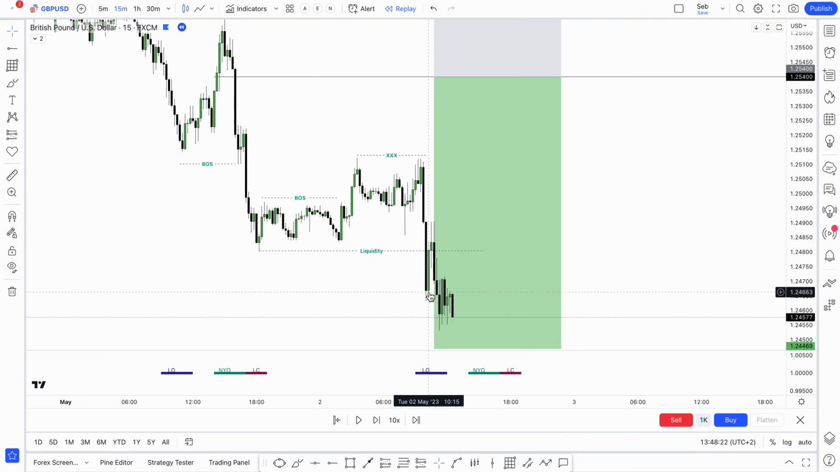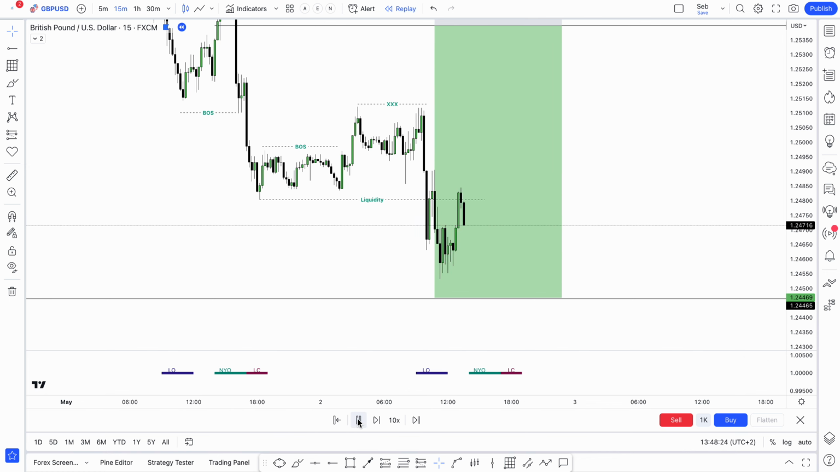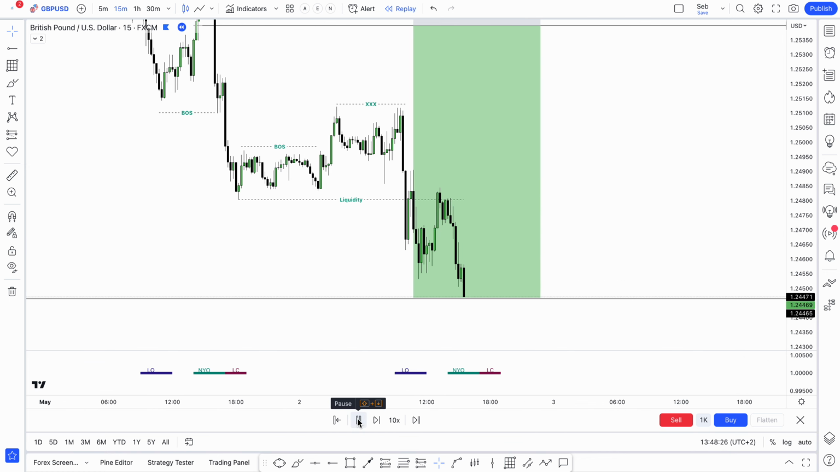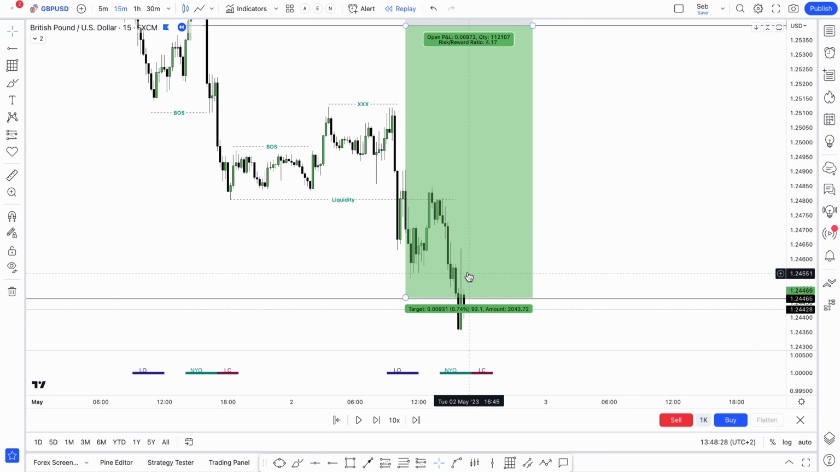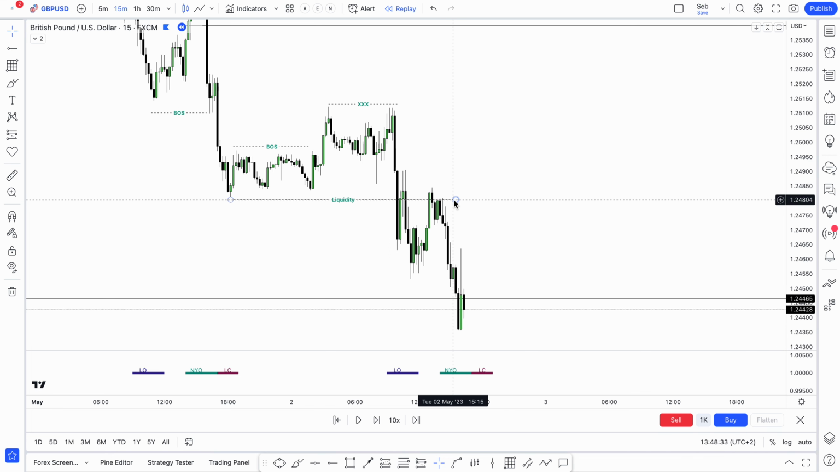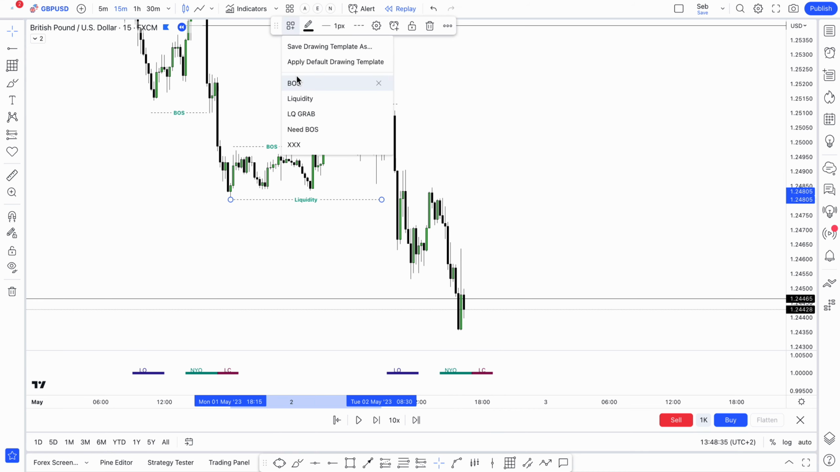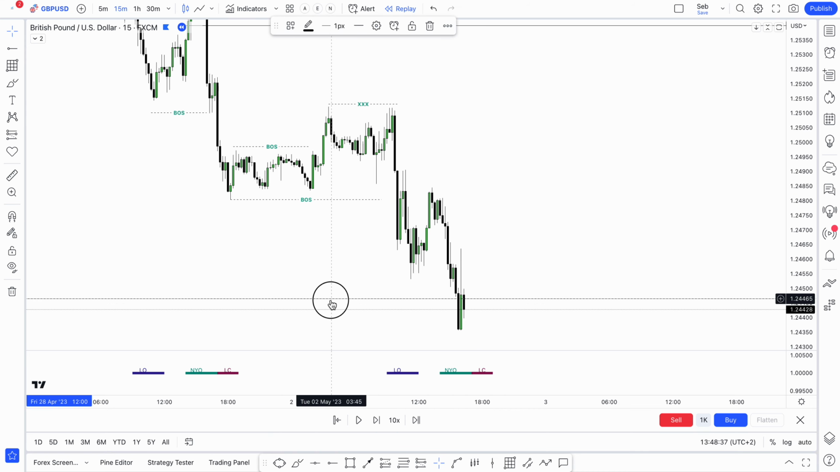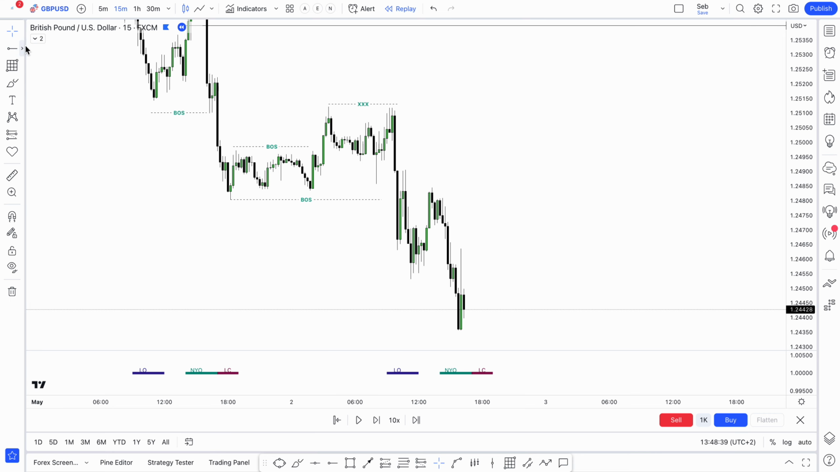And then we have another low being broken. I'm just going to skip it to the New York session to see what's up. And we have a break of structure to the downside. So obviously this is now invalid. And this is now BOS, and we can delete this line. And this is now BOS as well.